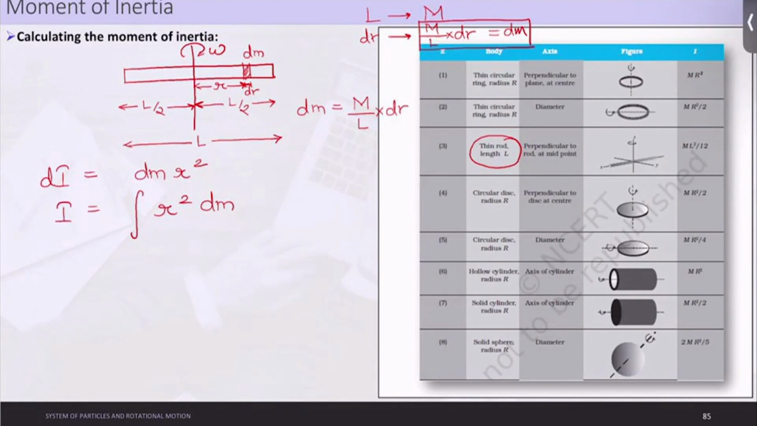Making you understand again: some length L has mass M, so the amount of mass which this dr would have is nothing but M by L into dr. Fine. Substituting this here, we get the integration of r square M by L dr.